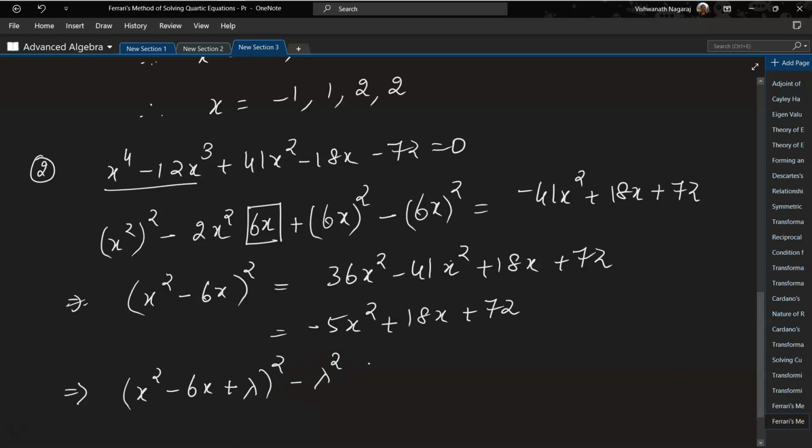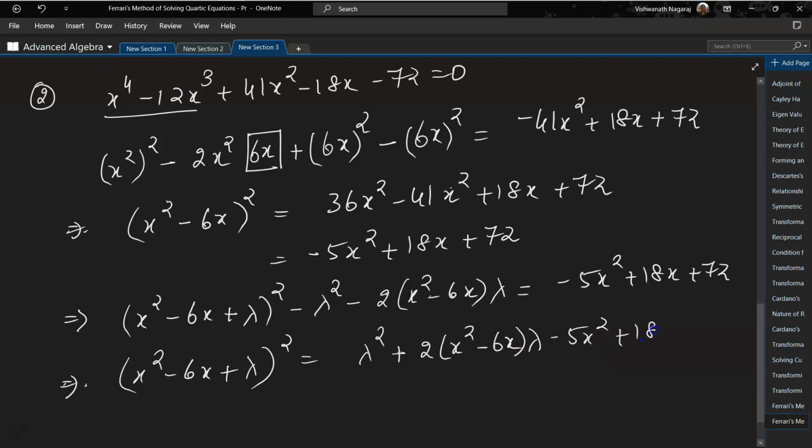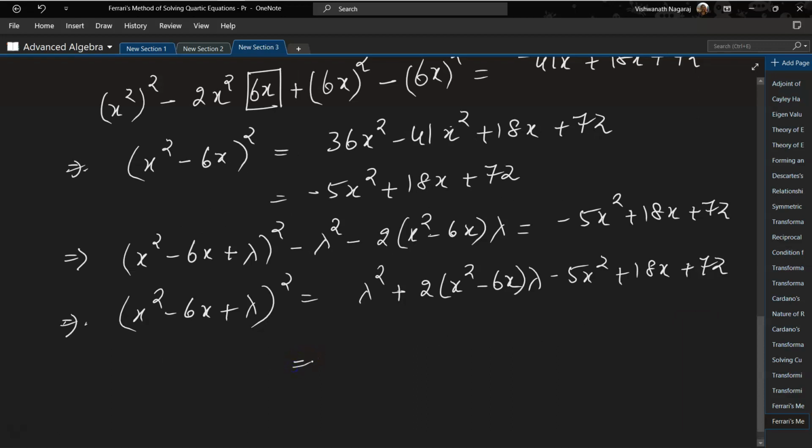So minus lambda square minus 2 times x square minus 6x lambda is equal to minus 5x square plus 18x plus 70. And then we take this to the other side. So (x² minus 6x plus lambda) the whole square is equal to lambda square plus 2x square minus 6x lambda minus 5x square plus 18x plus 72. Yes. Now let's group them.